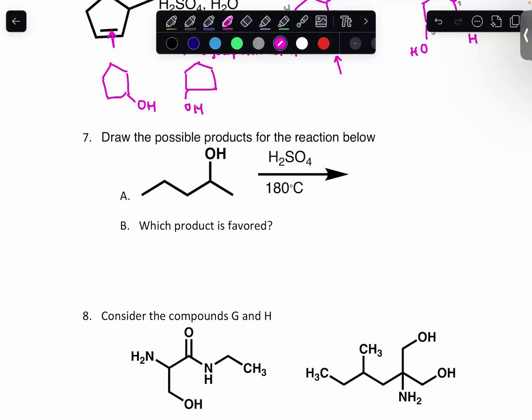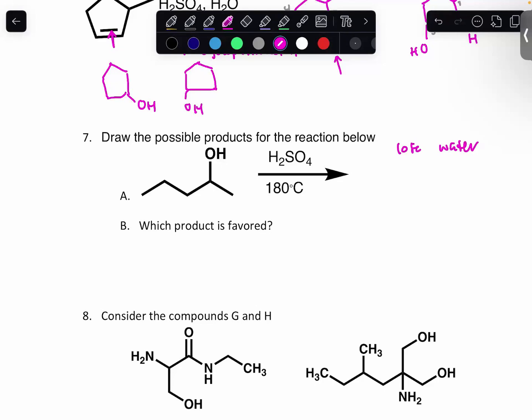If there's a temperature, condensation. I'm not sure if that will always be a rule, because there are some other things that use heat as a catalyst. But yes, this is a condensation, because we're going to lose water. Yes, that can help guide you.